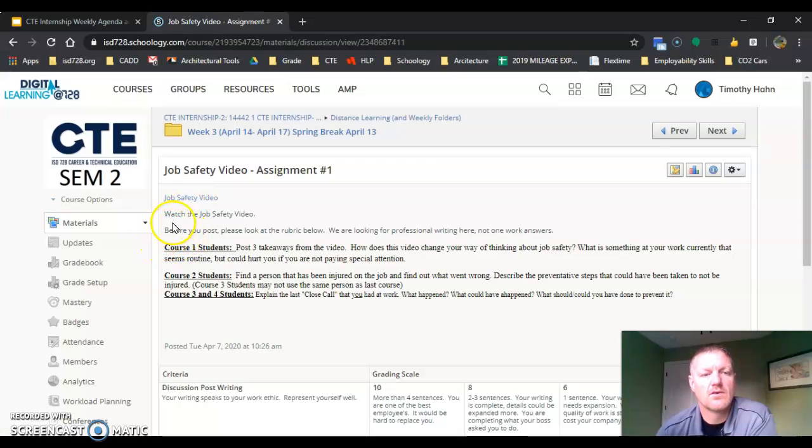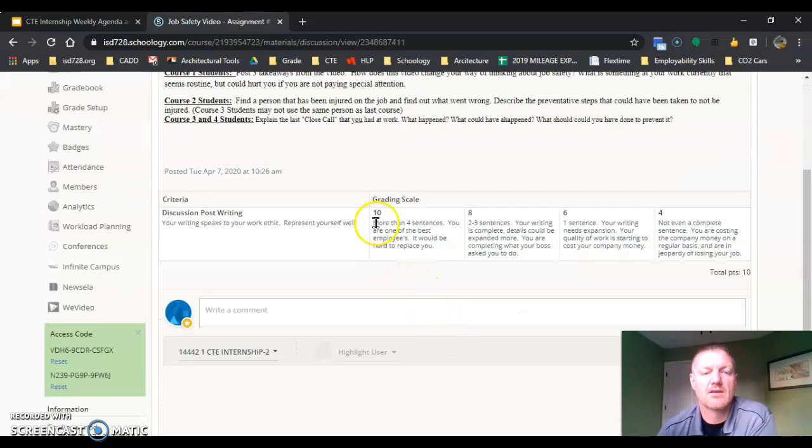You are going to, before you post, look at this rubric below. Take a peek at the rubric, 10 out of 10. More than 4 sentences, you are one of the best employees. It'd be hard to replace you. So this is what we want your discussion post writing to look like.